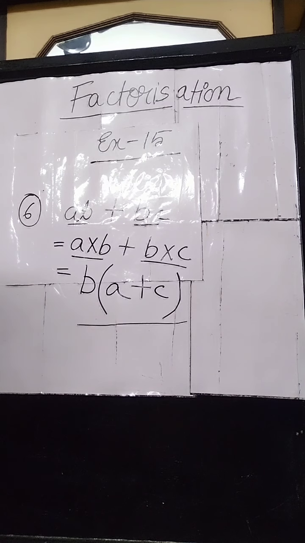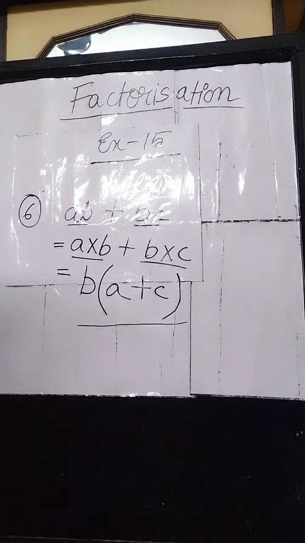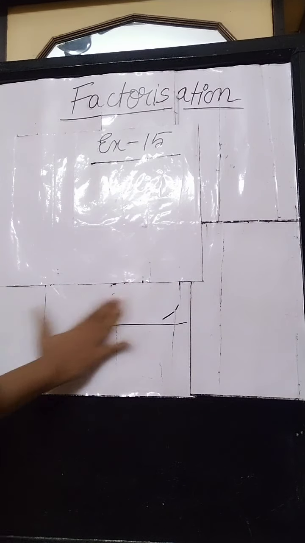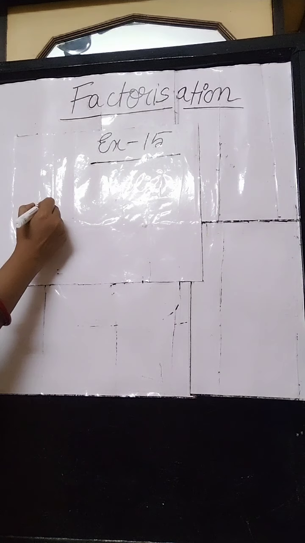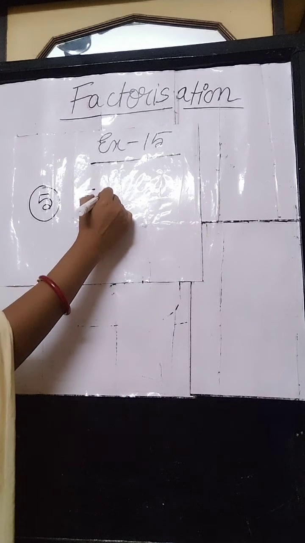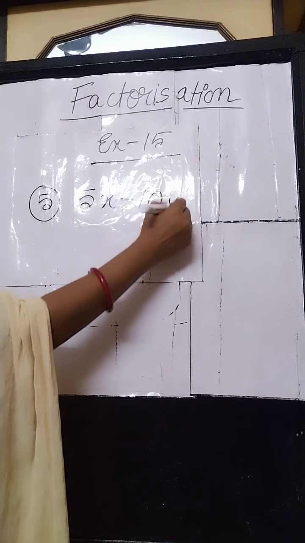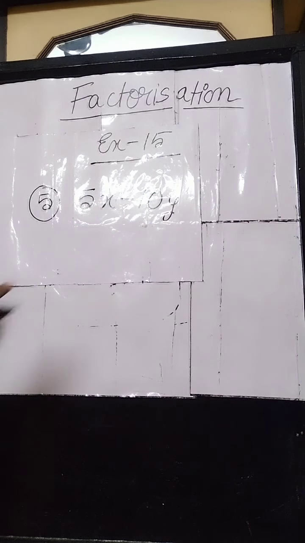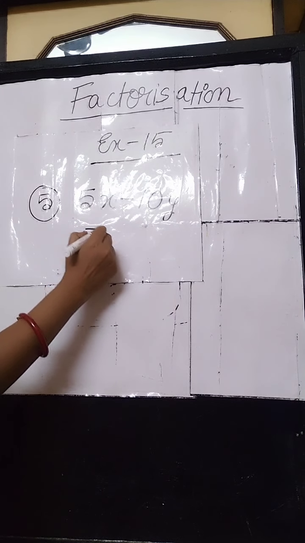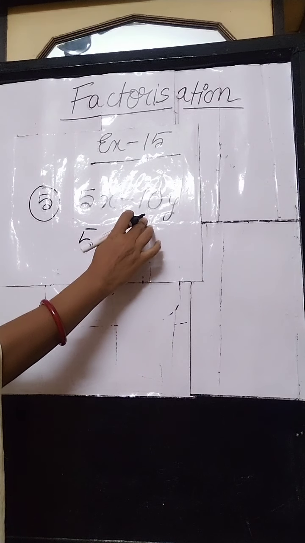Now in sum number 5 it is given that 5x minus 10y. Now how will we solve this sum? 5x minus 10y. So 5x means 5 into x, and 10y means 10 into y.